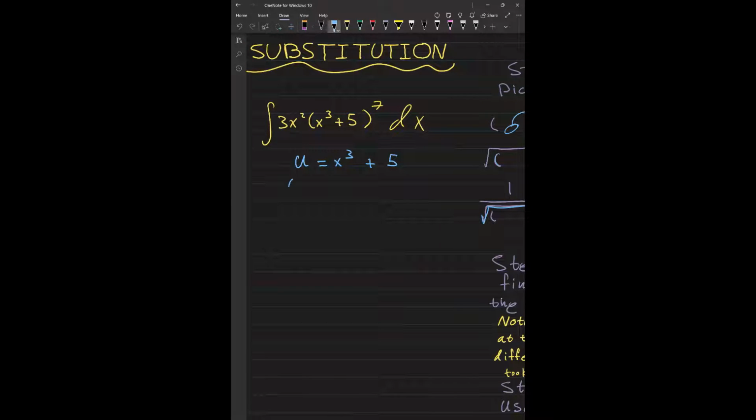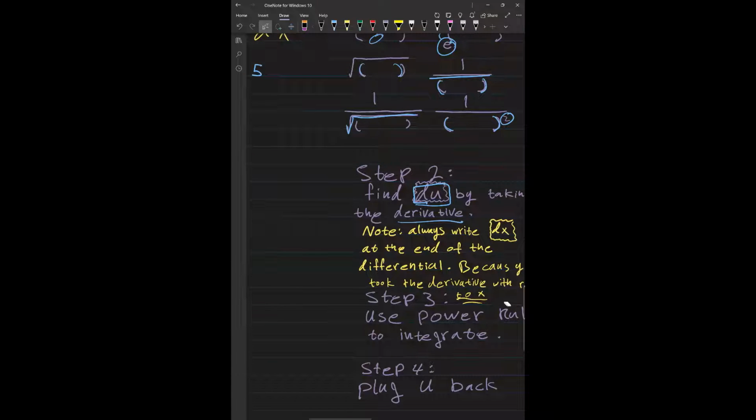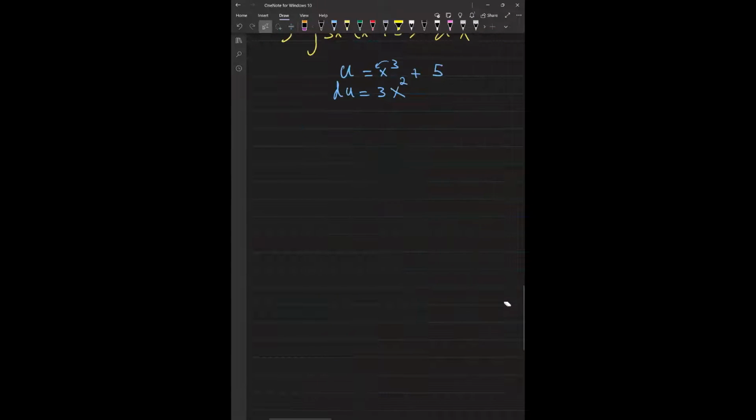So du equals... Now, what is the most famous rule ever? The power rule: multiply by 3, subtract one from the exponent, and the derivative of 5 is plus 0, but we don't really have to write that. Now we've got a very important step: always write dx at the end of the differential, because you took the derivative with respect to x.